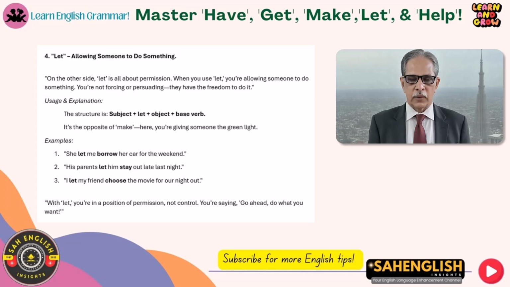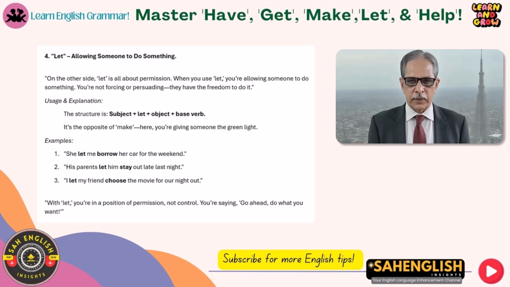4. Let, allowing someone to do something. On the other side, let is all about permission. When you use let, you're allowing someone to do something. You're not forcing or persuading. They have the freedom to do it. Usage and explanation. The structure is subject plus let plus object plus base verb. It's the opposite of make. Here, you're giving someone the green light.